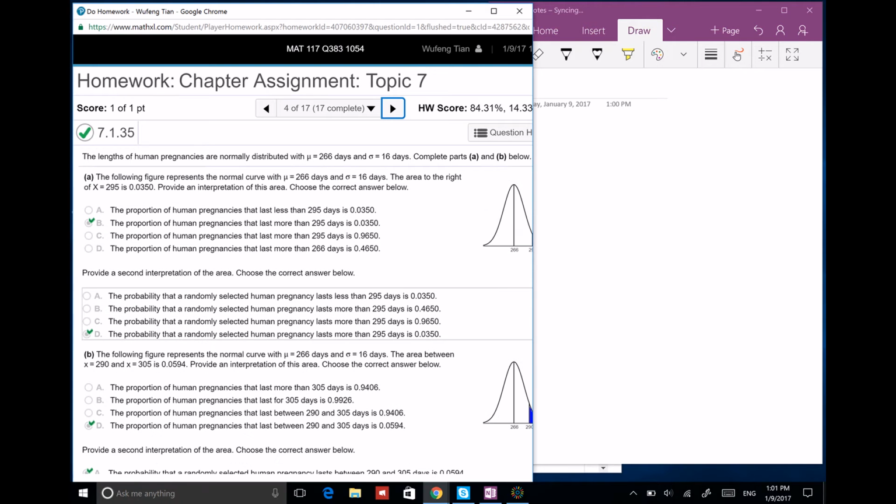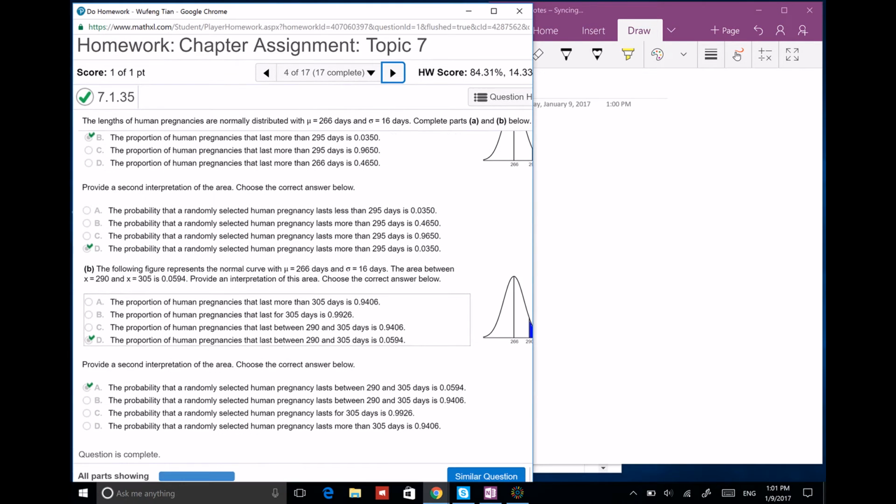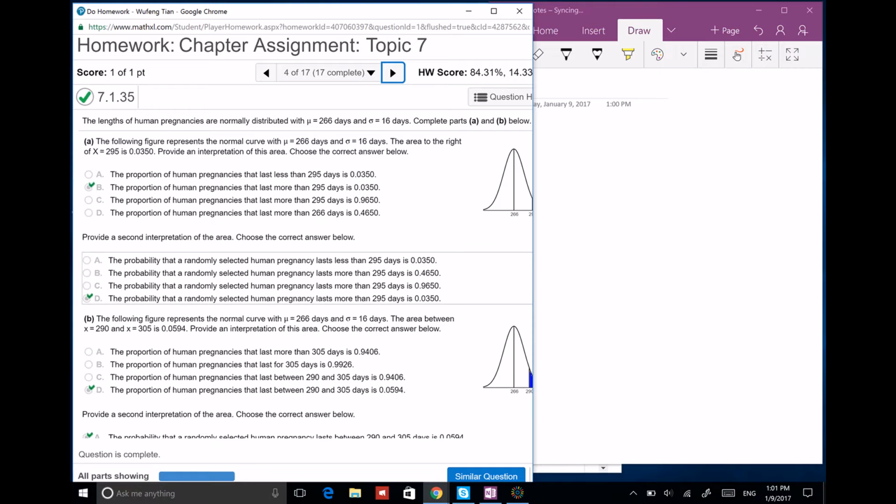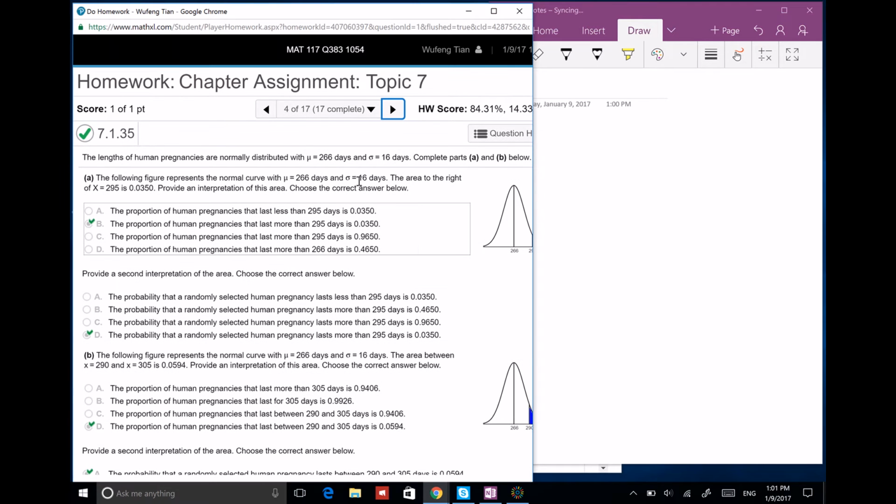Question 4. I think I can skip that one too, because there's no calculation. You just read the question and you choose the one corresponding to it. Okay.